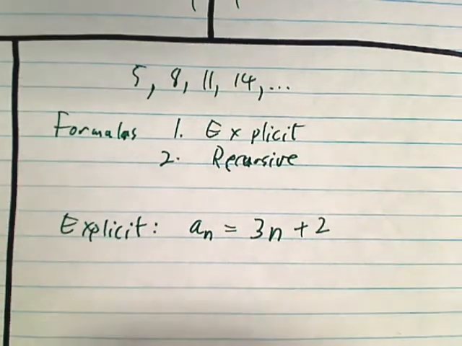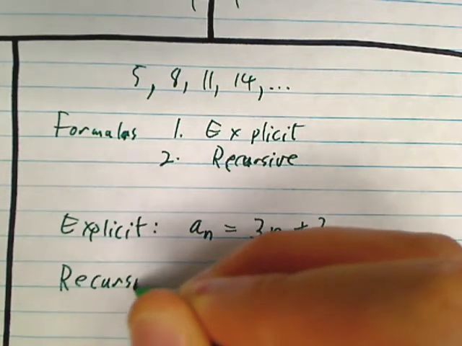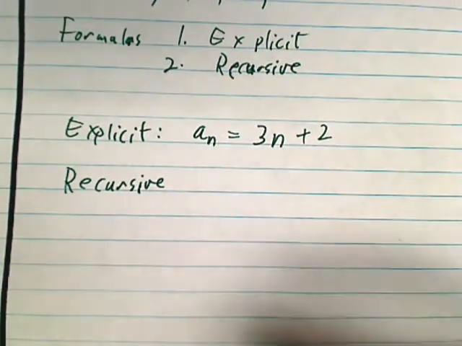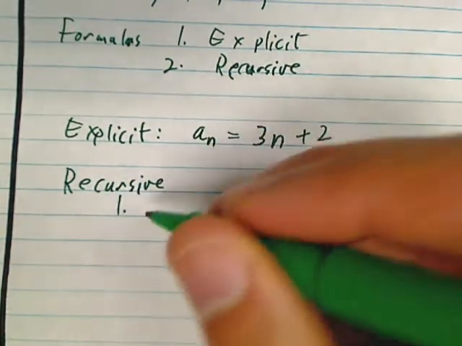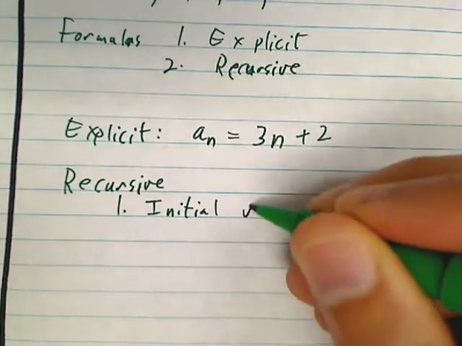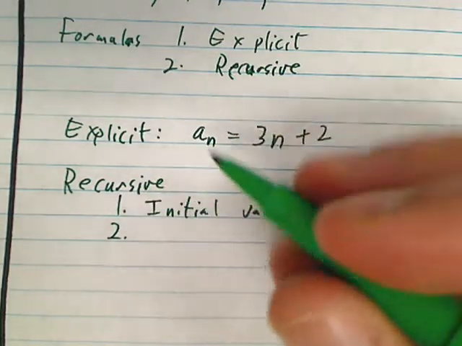We also have recursive. And we'll need more than a line to do this. So for recursive, I'm going to have a couple notes here as well. You need an initial value. And second, you need a formula relating to the previous term.